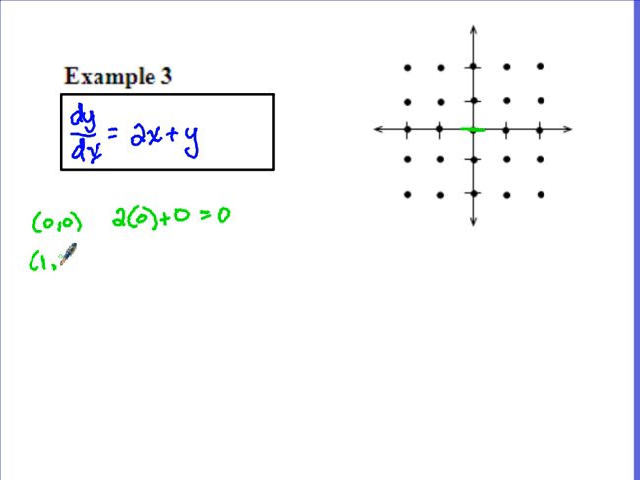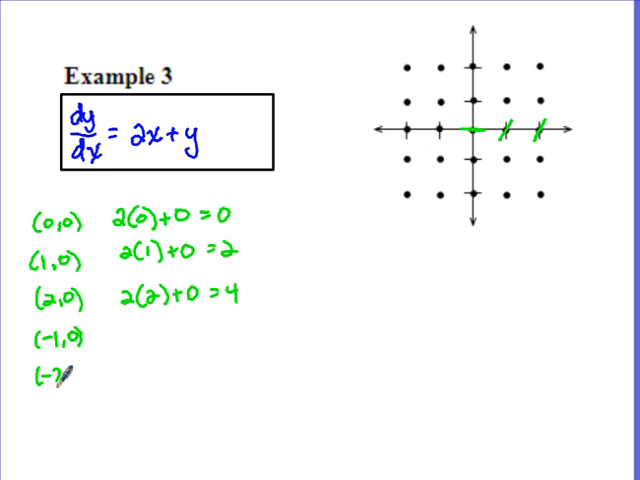Then they might do (1, 0). And they go, okay, well I know it's 2 times 1 plus 0 equals 2. Alright, so it's a slope of 2. And then at the point (2, 0), they'll plug in 2 times 2 plus 0 and get 4. I know it has to be steeper yet. And then they'll go the other way, negative 1. So (-1, 0), and maybe (-2, 0). We'll get 2 times negative 1 plus 0 equals negative 2. So here, I'm at negative 2, and then plugging in negative 2 here, I get negative 4. So you do the exact same thing.